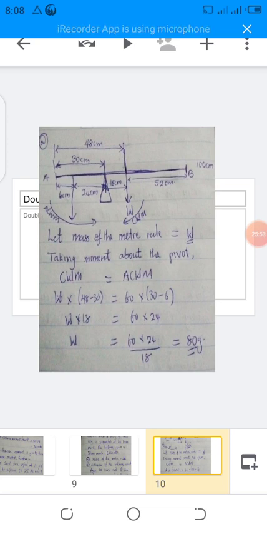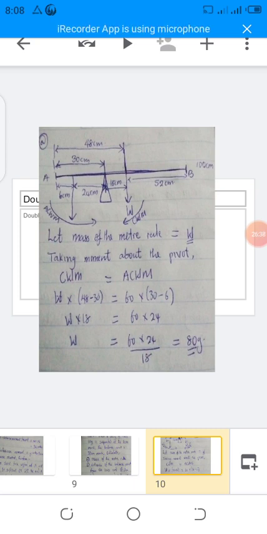Now, taking moments about the pivot, the clockwise moment must be equal to the anti-clockwise moment. The clockwise moment is the weight of the meter rule times the distance between the support and the weight. The distance between the support and it is 48 minus 30, which is 18. Our anti-clockwise moment will be the 60-gram weight times the distance of that 60-gram weight to the support, which is 30 minus 6. That gives us 24. So our clockwise moment is 18 times the weight of the object, while the anti-clockwise moment is 60 times 24.